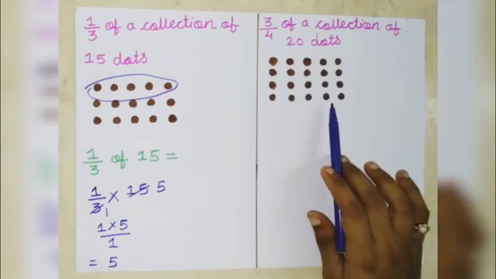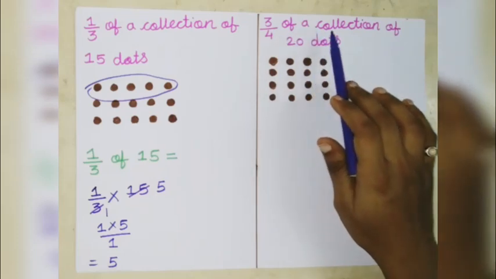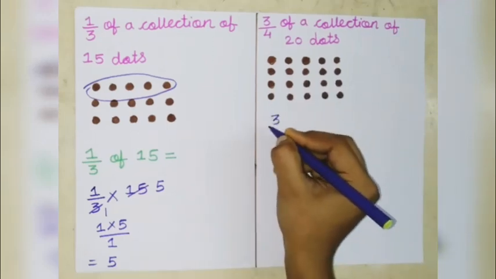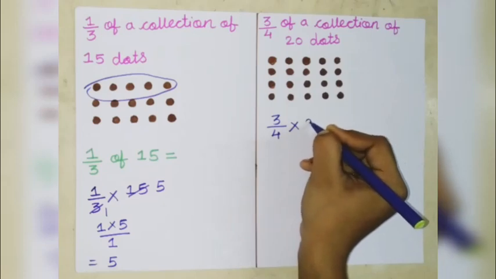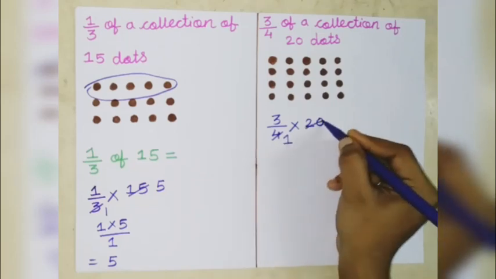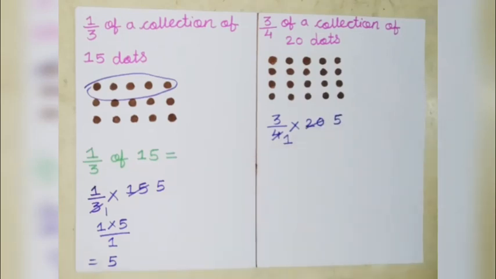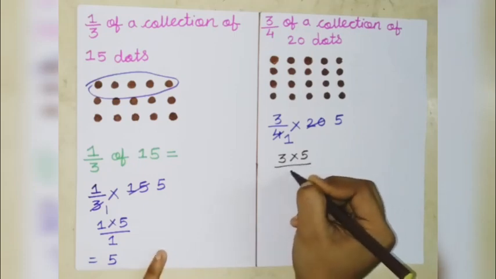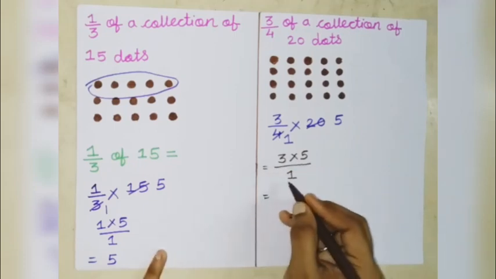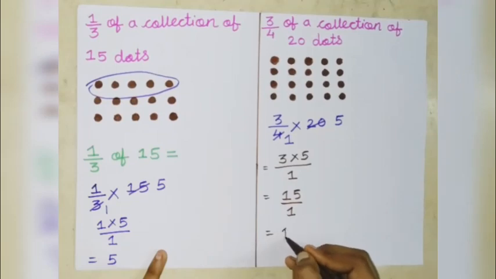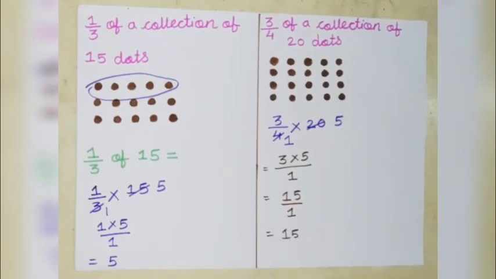Here, 20 dots are there. 3/4 of a collection of 20 dots. 3/4 we have to find. So, 3 upon 4 multiplied by 20. 4 ones are 4, 4 fives are 20. So children, in the numerator 3 into 5 is there and in the denominator 1 is there. 3 fives are 15 and in the denominator 1 is there. So the final answer is 15. 3/4 of a collection of 20 dots is 15.